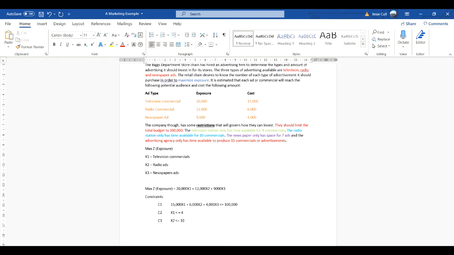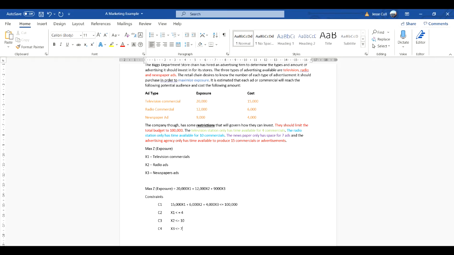Go into C4, and this says that X3 must be less than or equal to, quite simply, 7. We see that right here. The newspaper only has space for 7 ads. If X3 is more than 7, it means that we have advertised in the newspaper more than 7 times, and that is impossible given these constraints.